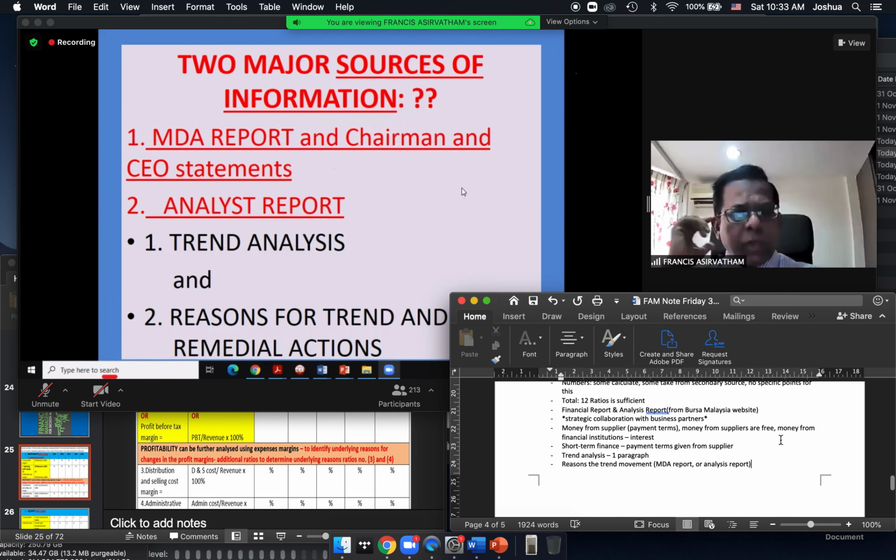The two main sources of information I highlighted again, but I put it in writing because I don't want people to come back and ask, where is it? It is the MDA report, chairman's report, CEO statement. It's inside the annual report. Every time you see the annual report, it'll be inside there. MDA, chairman, CEO. Then the analyst report. You have to know.